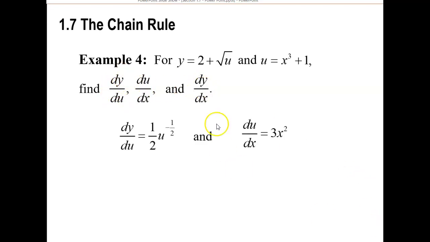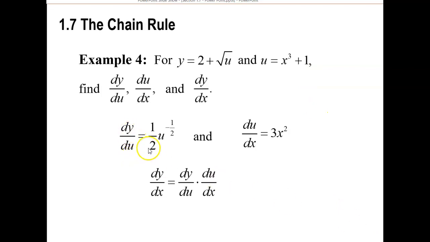All right, so dy du. This derivative is 0. This is u to the 1/2, so you bring down the 1/2, u to the negative 1/2. That's your power rule. Derivative of x cubed is 3x squared. Derivative of 1 is 0.